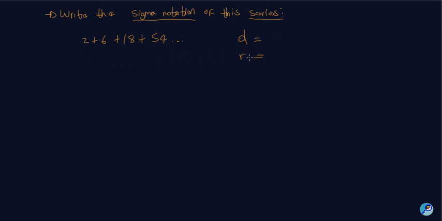And then let's check a common ratio. 6 divided by 2, that's 3. 18 divided by 6, that's 3. 54 divided by 18 is 3. So we find r, with r equals 3. Which means this is geometric.